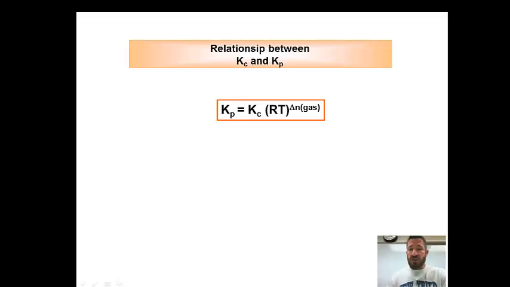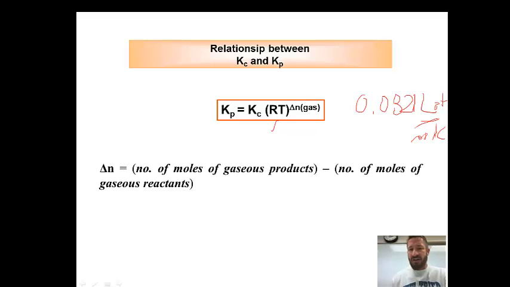And the relationship between Kp and Kc is expressed by this formula. So Kp, which is using K with pressures, is equal to Kc, the one with concentrations, times RT to the delta n power. Now R for this is 0.0821 liter-atmospheres per mole-Kelvin, and T is the temperature. Hopefully you guessed it, in Kelvin. Now what is delta n? Delta n means the number of moles of gas product minus the number of moles of gas reactant.